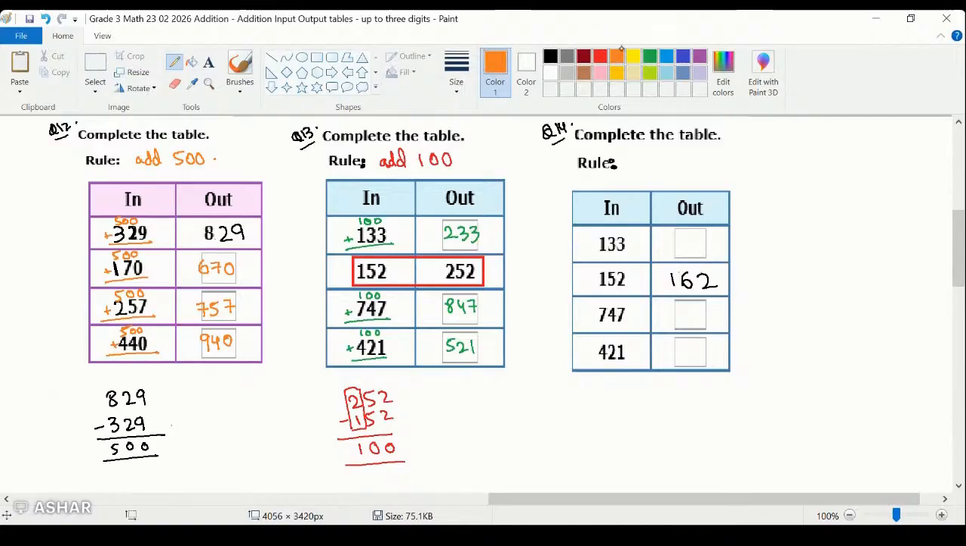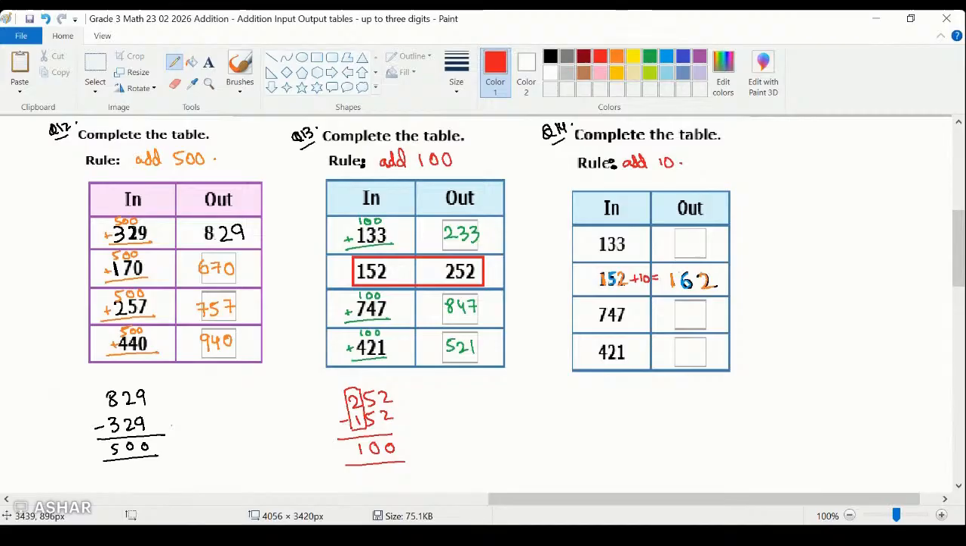What change can we see? We see that the 100 position is same. The units is same. But we can see the difference in the tens. It was 152 and it became 162. Right. Thank you, Naiman. It increases by 10. So we can say add 10.